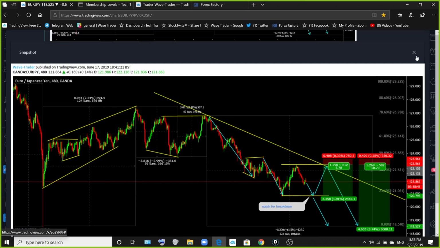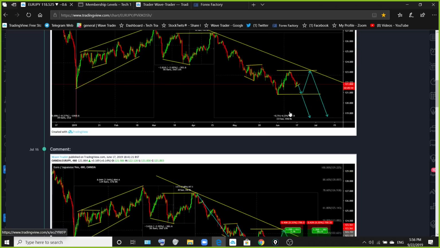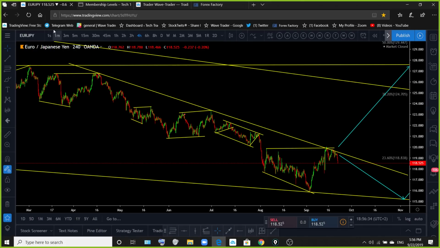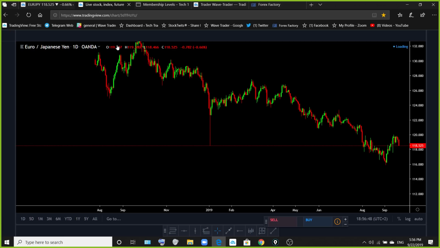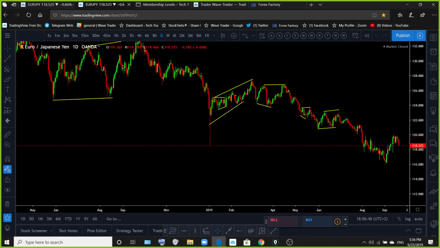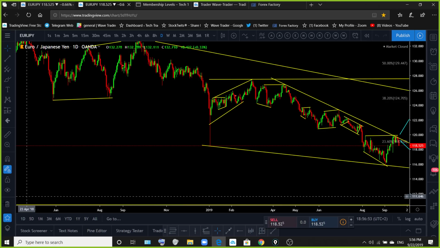Okay, let me show you this chart in a different way too. Okay, so our bias is bullish. We are anticipating yen to drop. All right, but that can change based on the price action during the week.